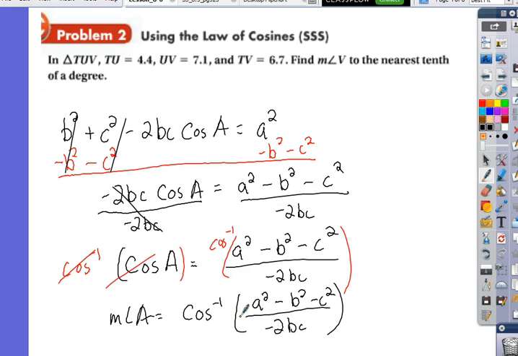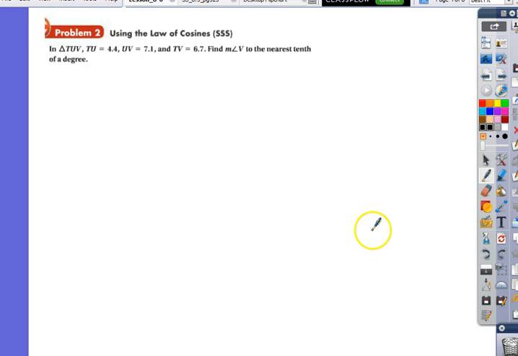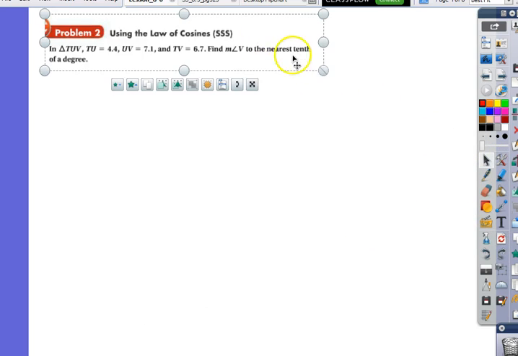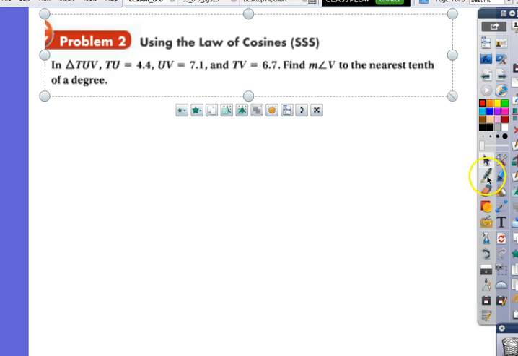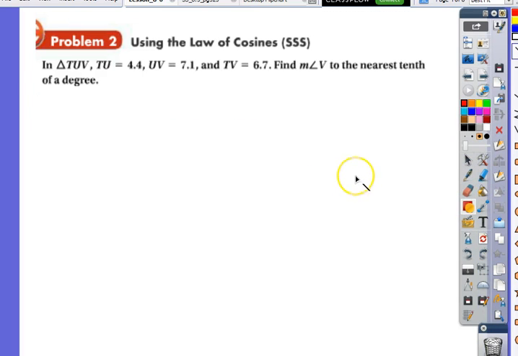So how do you know when to use this formula? When it's asking you to find the measure of an angle. If you have a side situation, we're going to use the other version of the law of cosines formula. All right, so I've written it up on the board to keep track of it. Now let's work this problem. What's the first thing you would do in this situation?